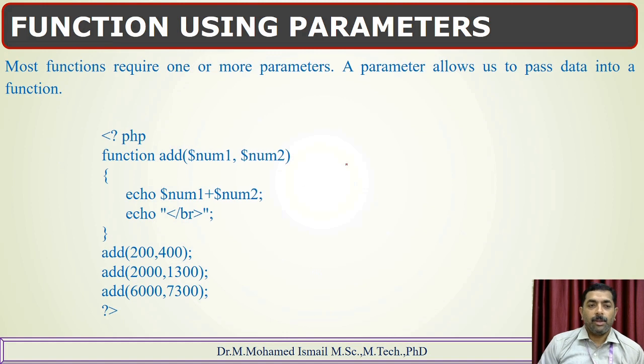One more example, with arguments. Most functions require one or more parameters. A parameter allows us to pass data into a function. So here in the example, I am passing two parameters, number1 and number2. Here I am calling add with 200 and 400. These values will be passed in, and 200 plus 400 is 600. The result will be 600. Next time I am giving different values, 2000 plus 1300, so 3300 will come, then 6000 plus 7300, so 13300. So I am passing different values through parameters.